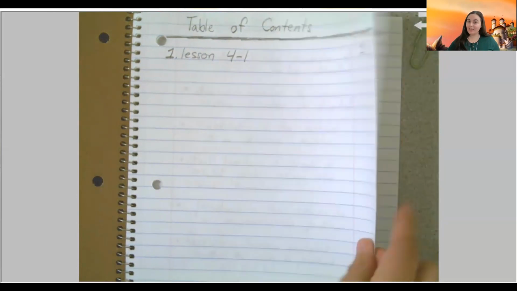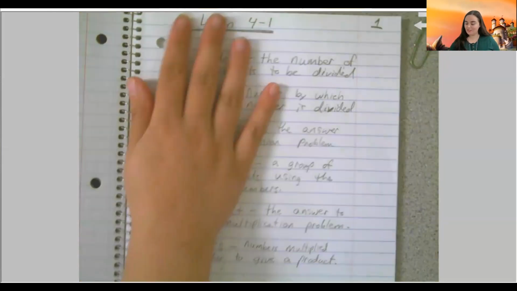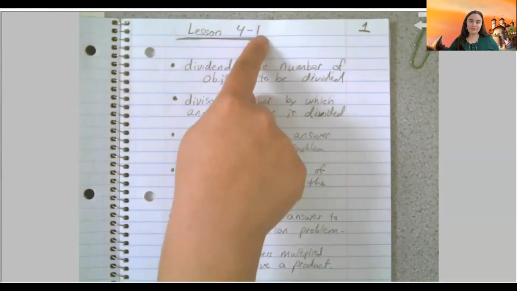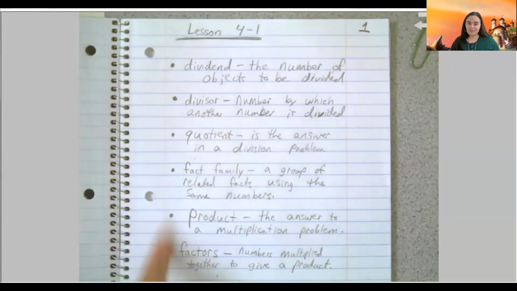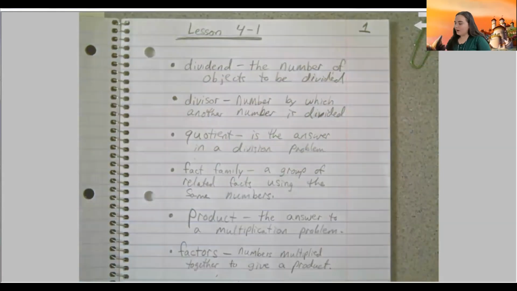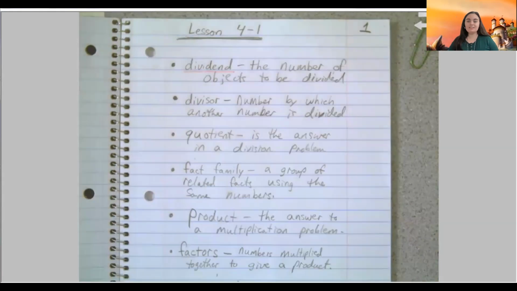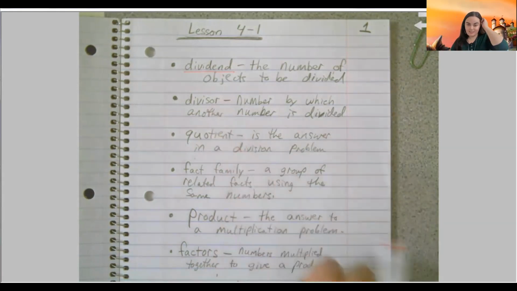All right, and then on the next page, you're going to put a 1 on the top right-hand corner. Lesson 4-1. We're going to add all of these different words, okay? So our first word on here is dividend. Now, dividend is the number of objects to be divided. So again, when we were talking about those 24 pieces, dividing those into the different rows is a dividend. That 24 is the dividend, okay?